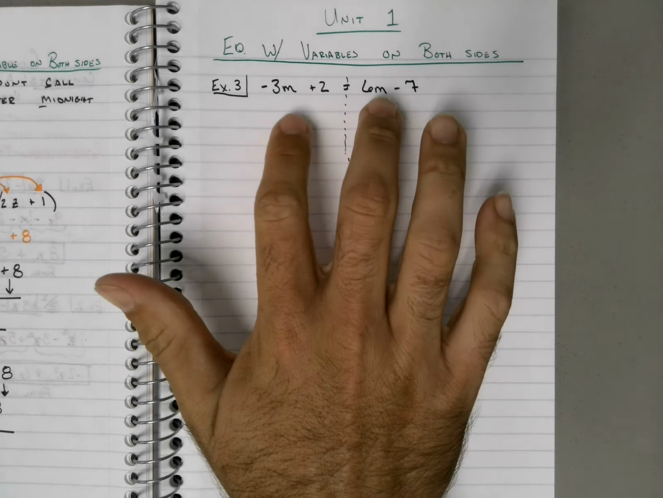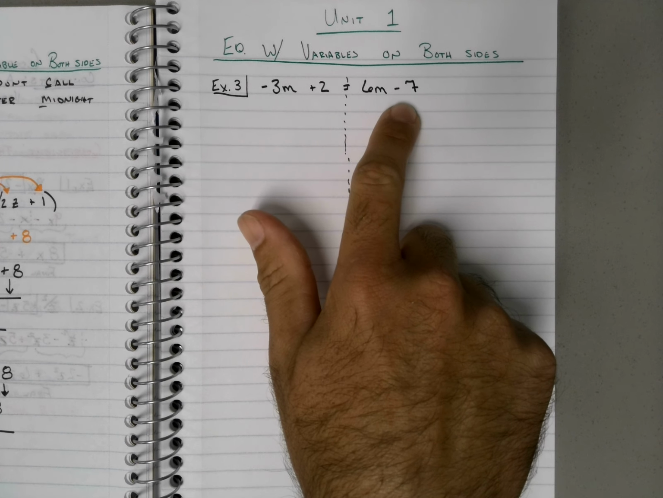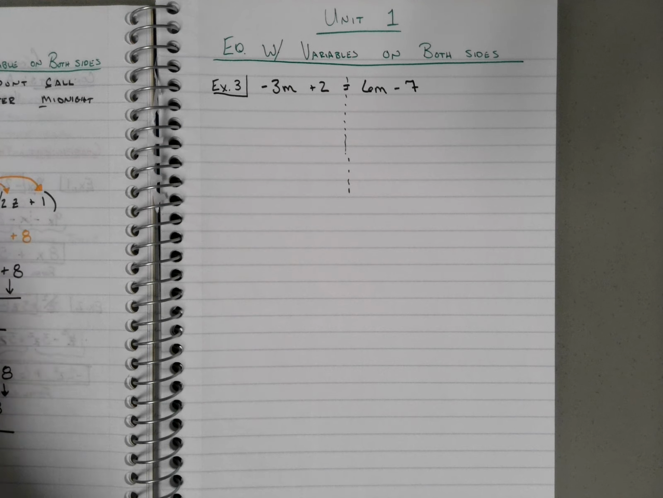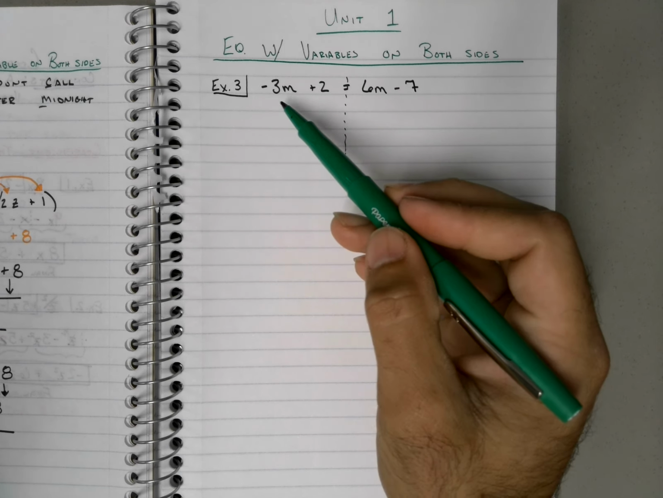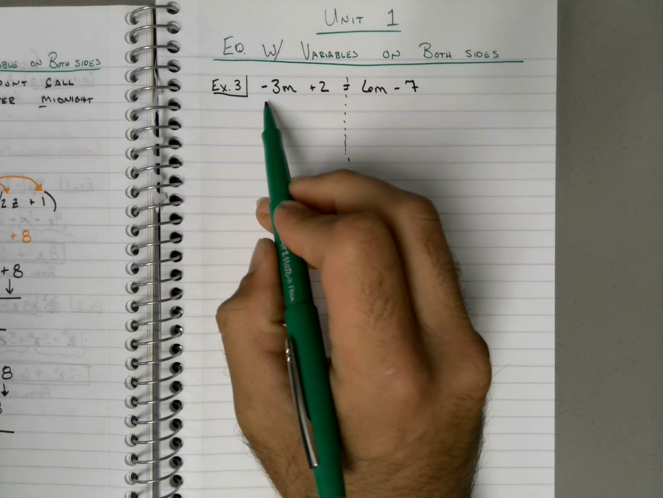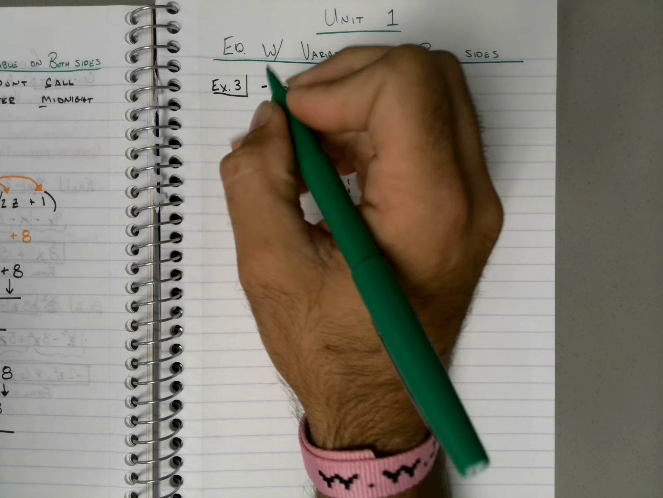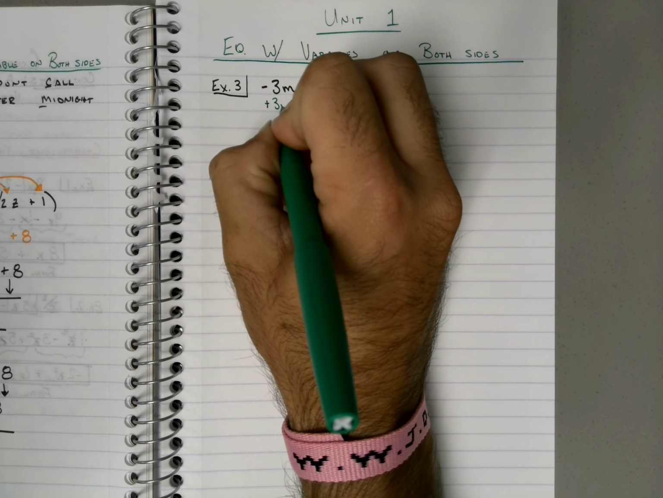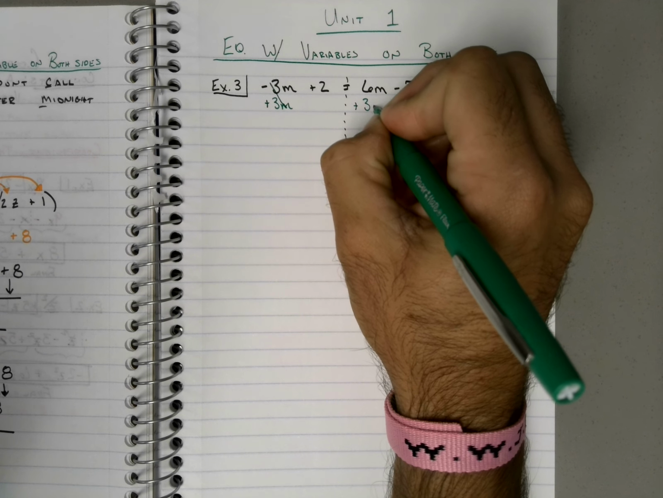Are there any like terms on either side? No, because it says an m and this doesn't. Same thing here. So we're automatically going straight to our fourth step, which is we're going to move the variable. Okay, now I like my variable to be on the left. However, if I move this over here, it's going to make that negative. Okay, so we're going to switch it up and move the variable from this side to this side. So we have to do the opposite. What's the opposite of minus 3m? Plus 3m. And what we do to one side, we do to the other.